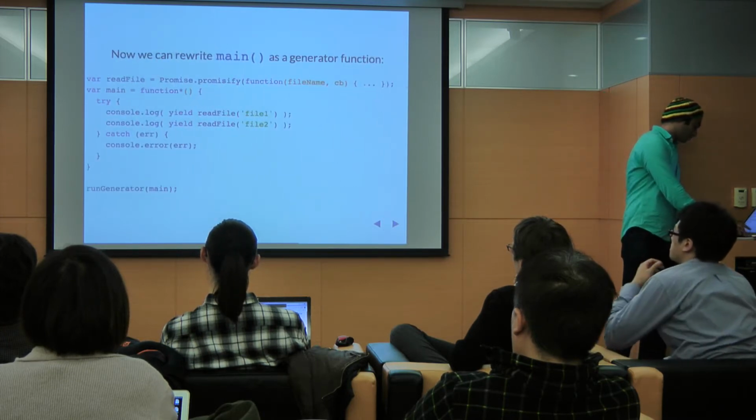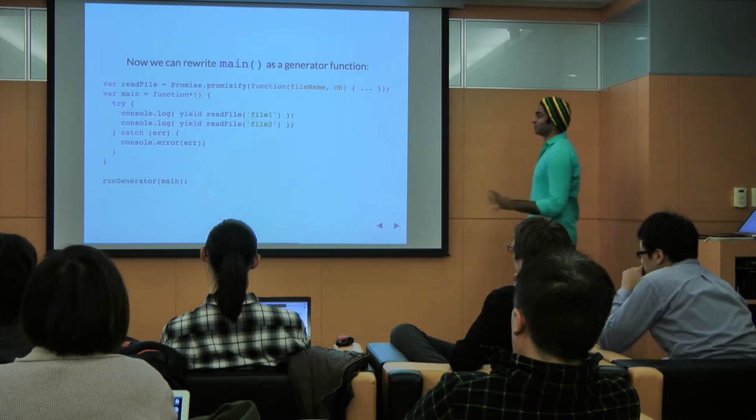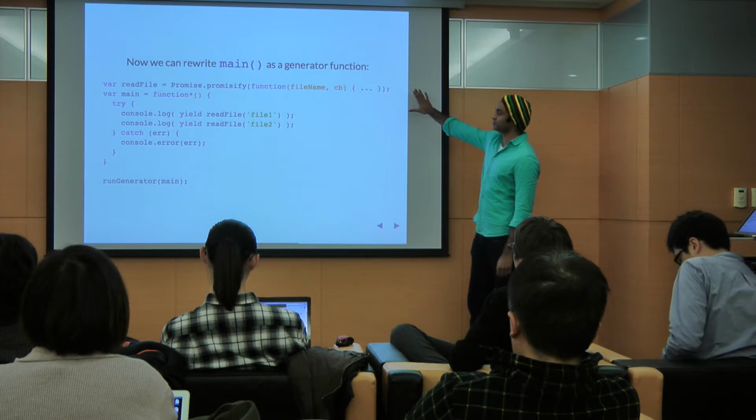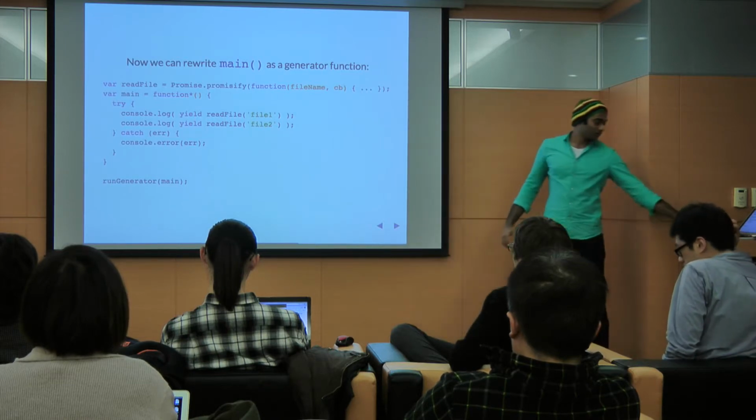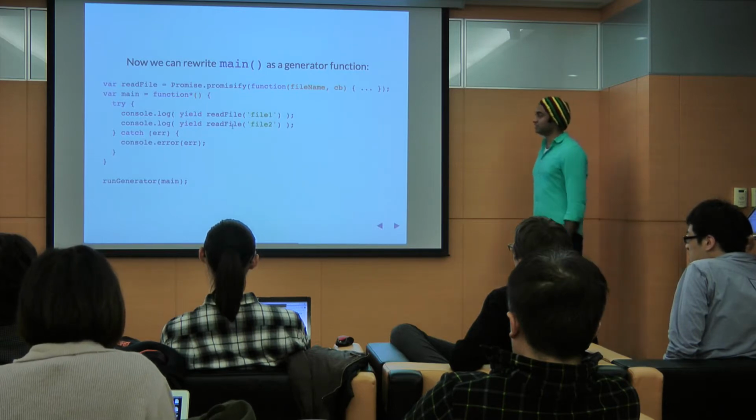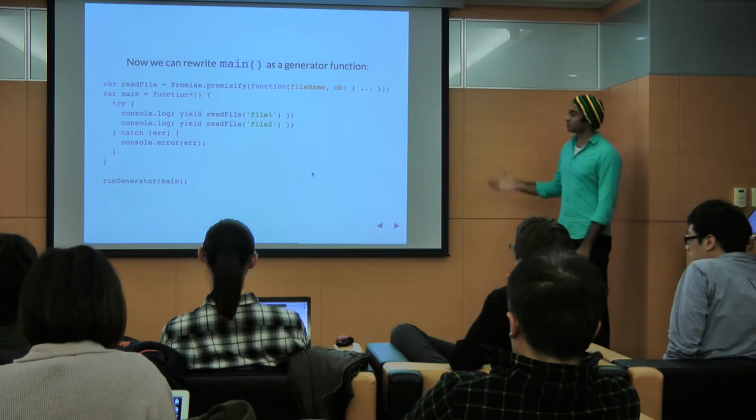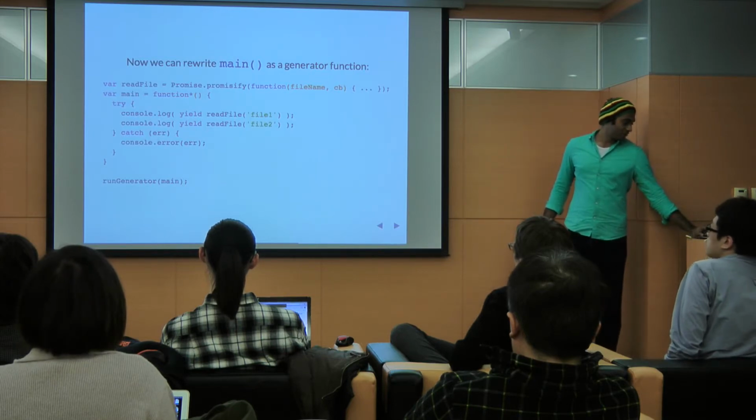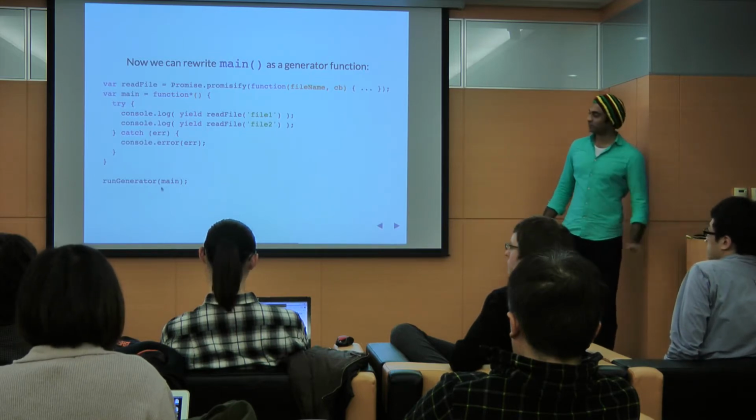here's the same code to read two files done using a generator. So again, we have a read file function that returns a promise. And we have our main function, which is a generator. And now it's really simple. We basically yield two calls to this. We output it. And if there's an error, we catch the error here. And then at the very beginning, we call run generator main.